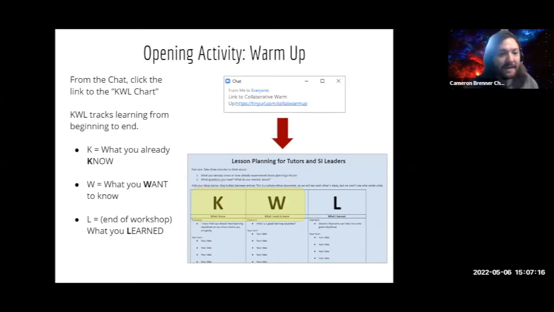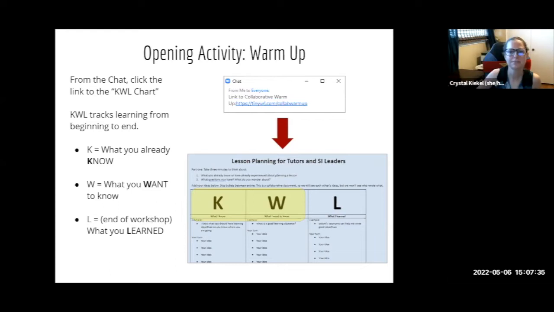All right. Okay, now we're going to start with a warm-up activity. An example of a warm-up activity can be a KWL chart. Give me one second. I am posting in the chat below a link to our KWL chart. I think I accidentally sent it directly to everyone. All right, there we go.